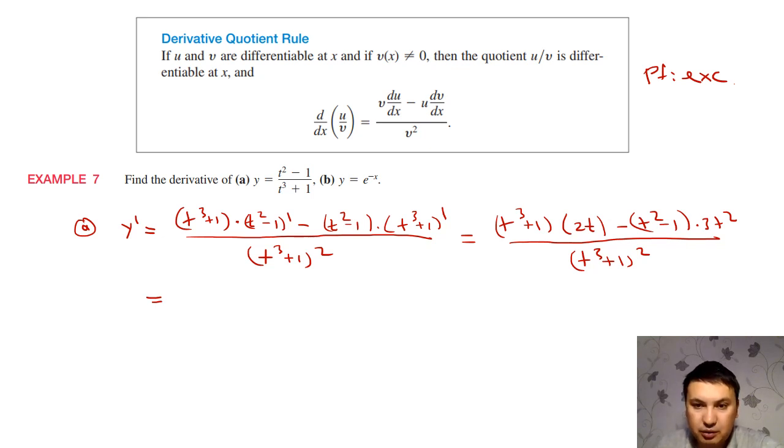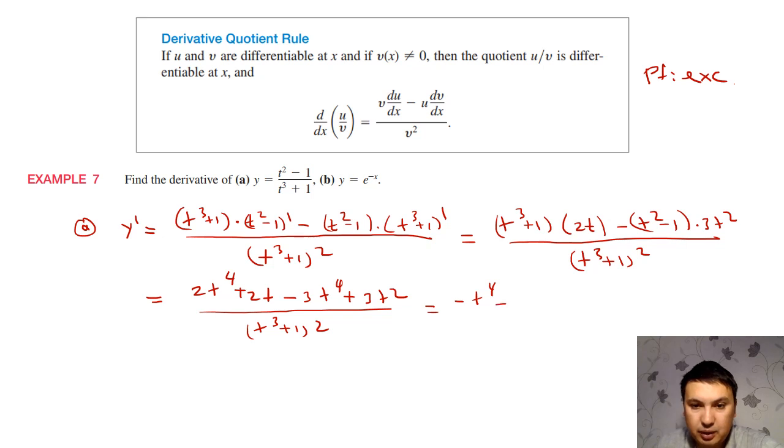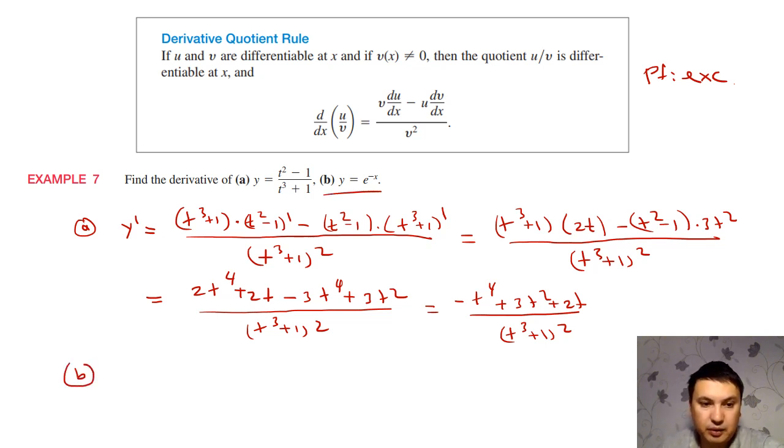You can simplify further if you like. So let's do it. From the first part, if you expand, you get 2 times t to the 4 plus 2 times t, minus from the second we get 3 t to the 4 plus 3 times t squared, divided by t cubed plus 1 squared. We see that 2t to the 4 minus 3t to the 4 is minus t to the 4, so we get minus t to the 4 minus 3t squared plus 2 times t, divided by t cubed plus 1 squared. So that's the derivative. Now let's turn to part B.